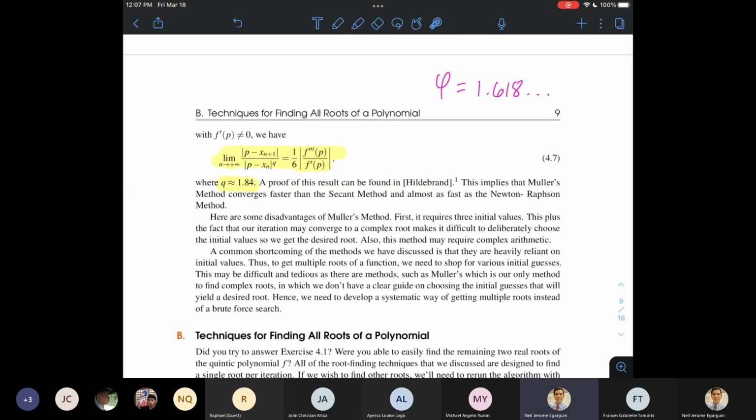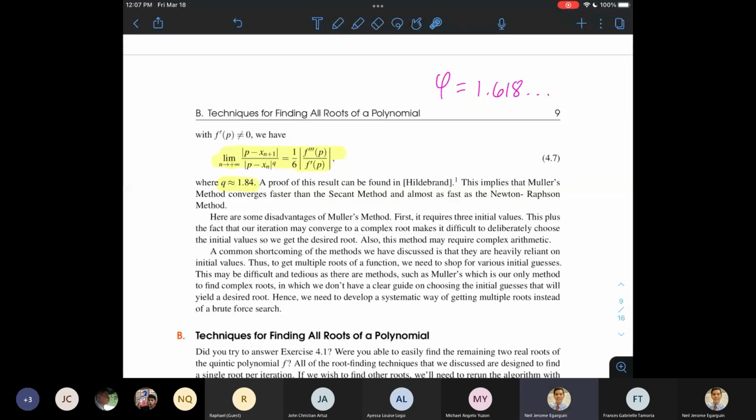Okay? So, yon, be careful, lalo na sa problem set. When I ask you a conceptual question, you just can't say the secant method is faster or the Newton-Raphson method is faster than the secant method. You need to qualify ano yung object ng adjective na fast or faster. Okay? So, be careful about those.